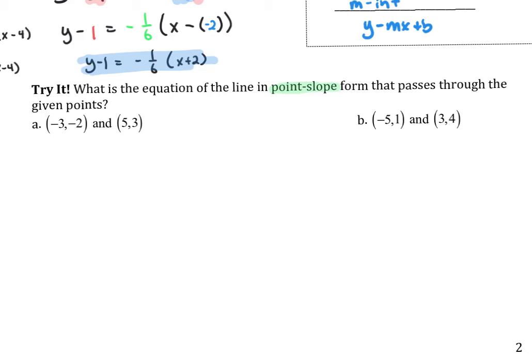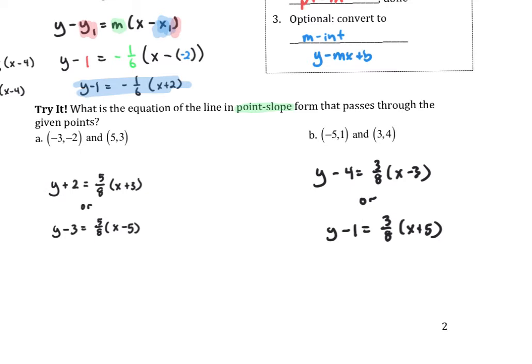All right, go ahead and do these. Pause and check the answer. And here are the two possible options per problem there.